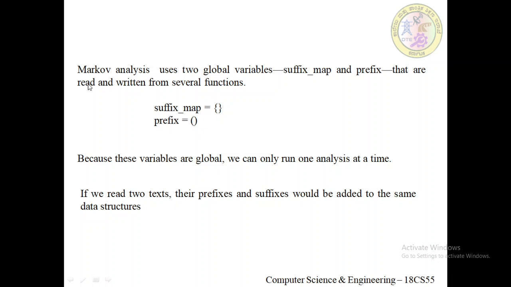So in order to identify the words, we use the Markov analysis. Now if we read two texts, their prefixes and suffixes would be added to the same data structures, because they are the two common global variables. You must have studied Markov analysis in your data structures course, or else you can go through the textbook provided in the syllabus for this module, Think Python 2. There is a PDF available, so that you can use it and try to understand the Markov analysis. In simple terms, this analysis gives you the list of words and their probability of occurring in the text.